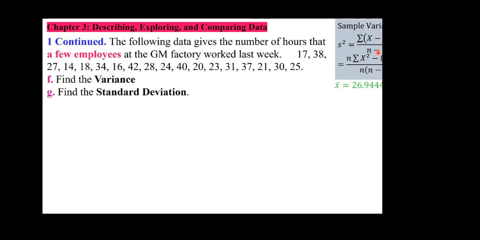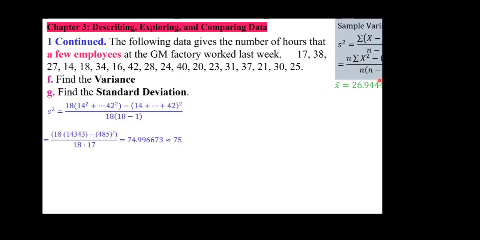So I want to quickly show you how that works. So if I want to stick with this formula, n, remember n was 18, and then summation of x squared. So the first number was 14 when I ranked it, plus all the way to the last one was 42 squared. That's the summation of x squared. Square each one and add them up. Minus summation of x, squared. Add them up from 14 to 42, add them up and then square. That's the meaning of this second part. The denominator is very obvious. You do the math, you end up with almost 75.